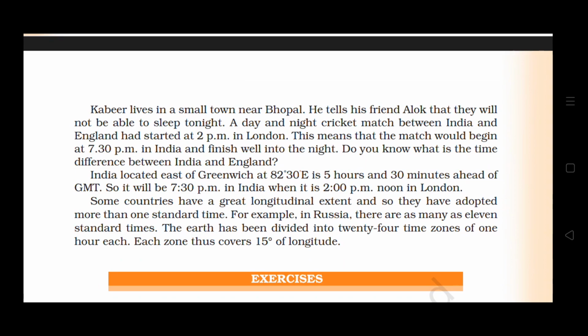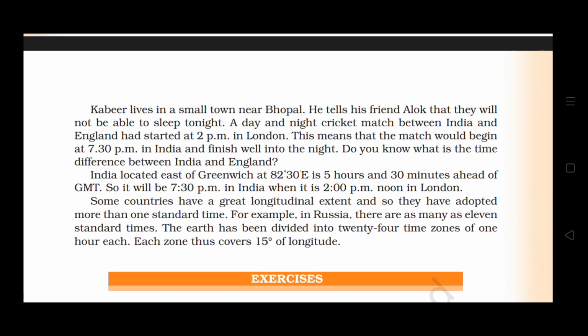Okay, so as I've already told you, some countries have great longitudinal extent, and so they have adopted more than one standard time. Russia is a very big country, so there are many longitudes which pass through a single country. So what usually happens in those kinds of very big countries is that multiple standard time meridians are taken by that country. For example, in Russia there are as many as 11 standard times. So Russia has 11 standard times.